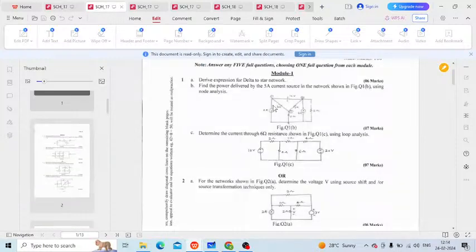Okay, so now on this particular, see, this is one question that I have asked you, that is find the power delivered by the 5 ampere current source that is in the network that is shown in the figure. Question number 1b using nodal analysis. So here there is 5 ampere. I guess this figure is not clear to me also, and for you also it is not clear, I know that. So here this is 5 ampere current, I guess, and you need to find the power delivered by this 5 ampere current, and here you need to identify the nodes carefully.